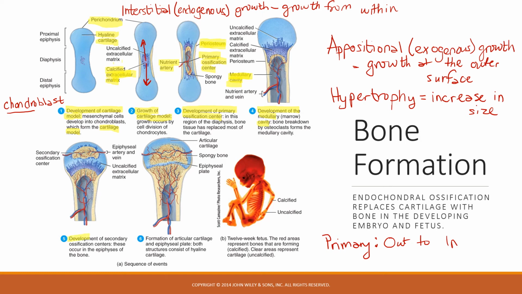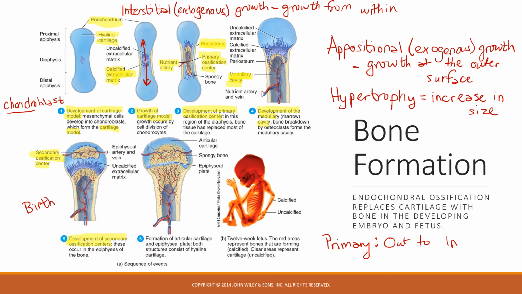Okay, the fifth step is going to be development of secondary ossification centers. So when branches of the epiphyseal artery enter the epiphysis, secondary ossification centers develop. And usually this occurs around the time of birth. This is when these secondary ossification centers develop. So pretty similar to the primary ossification centers, though the spongy bone remains in the interior of the epiphyses, so there's no medullary cavity found here.